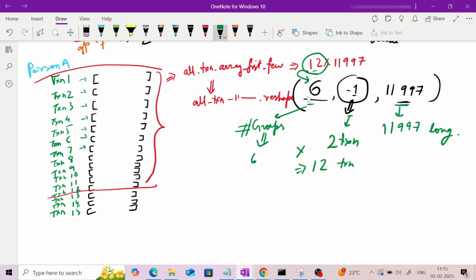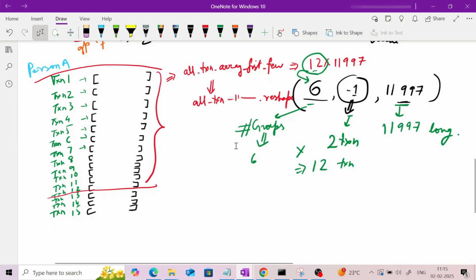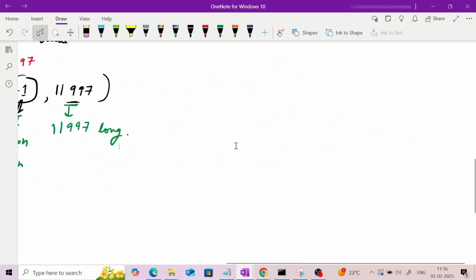I would highly encourage the viewers to read through the documentation of NumPy reshape to have a better understanding, and play with these numbers by taking some dummy examples. Having said that, we have already converted the 12 transactions into 6 groups. Now, for those 6 groups that we created, I'll try to explain over here.